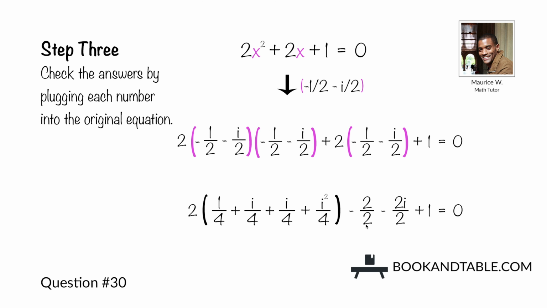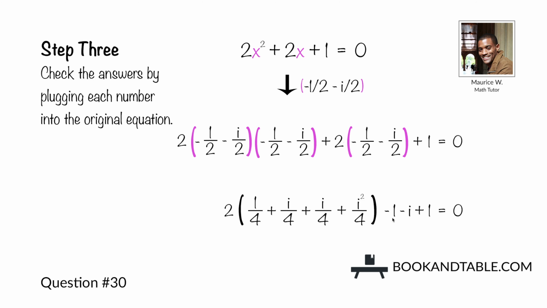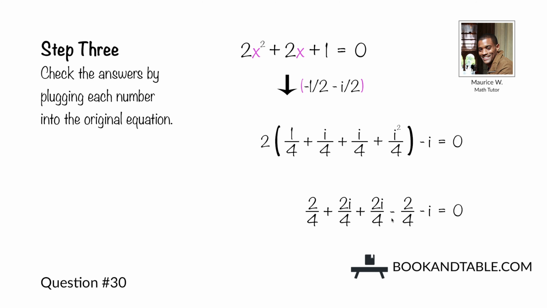Negative 2 over 2 is negative 1, and negative 2i over 2 is negative i. Negative 1 cancels out positive 1. And now we can expand this part of our expression by distributing the 2 to each term inside the parentheses, giving us 2 times 1, which is 2 over 4. 2 times i, which is 2i over 4.